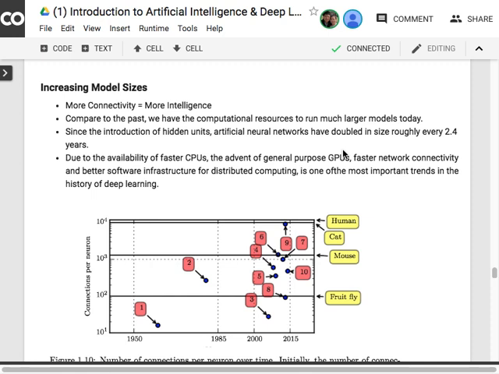And more connectivity means more intelligence. Due to the ability of faster processors and the advent of the general purpose GPU from NVIDIA, AMD, something like a GTX 1060, if you have one, you can train on data very fast, so your model becomes bigger and more intelligent.